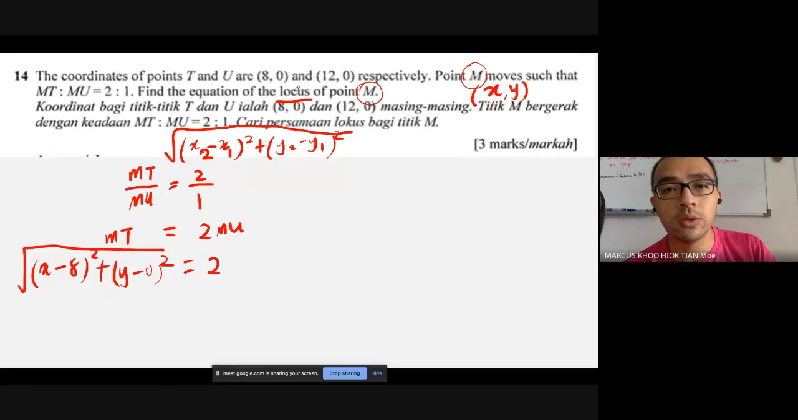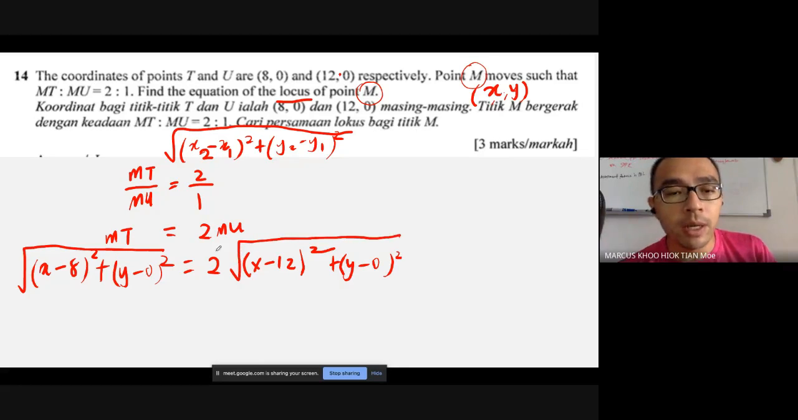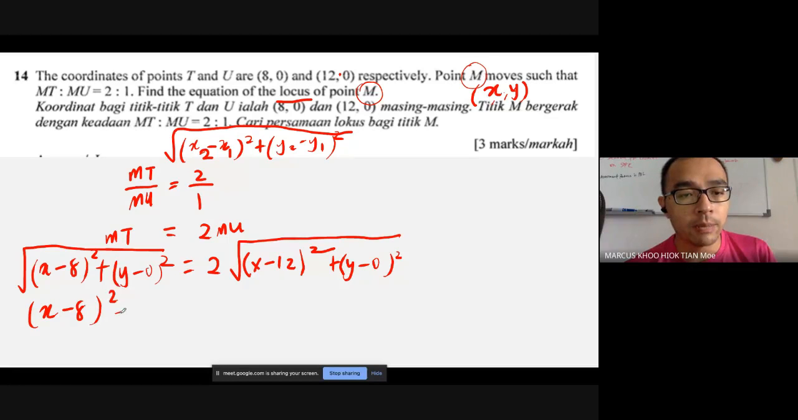M is x and y, U is 12 and 0. So the square root of x minus 12 squared plus y minus 0, the whole thing squared. Now because there is a number 2 that is not under the square root, when we get rid of the square root, we eliminate both square roots by squaring everything. So this one will become x minus 8, the whole thing squared, plus y minus 0, the whole thing squared, equals 2 squared, which will be 4.